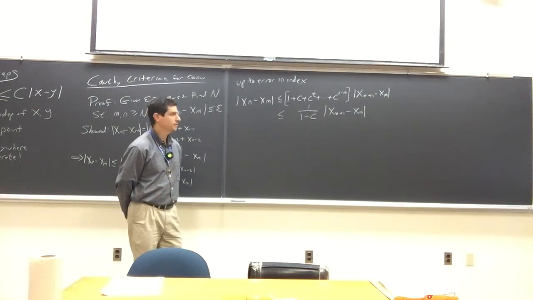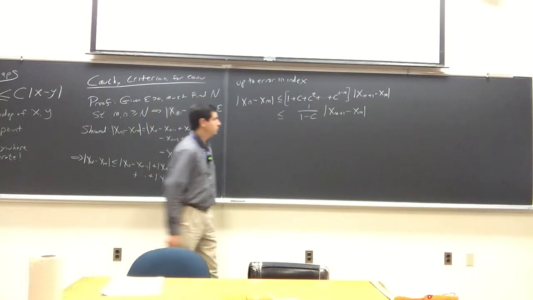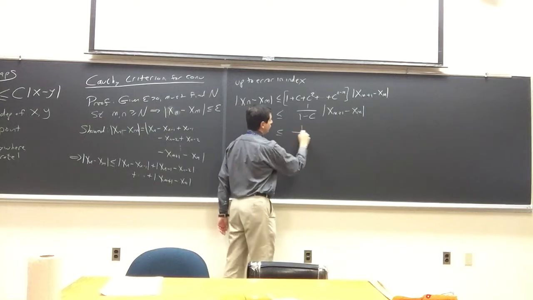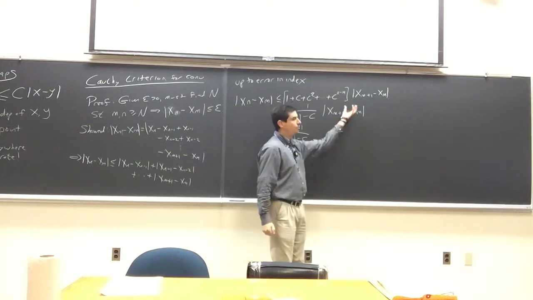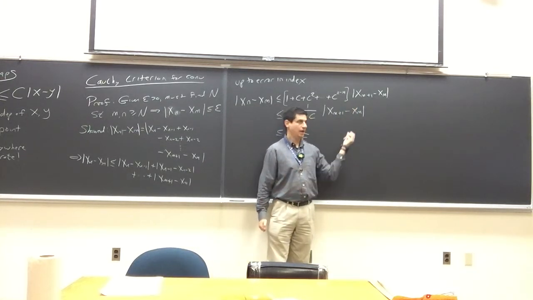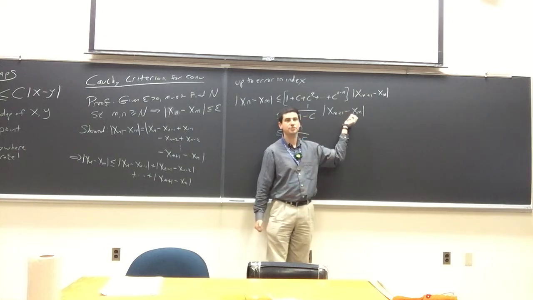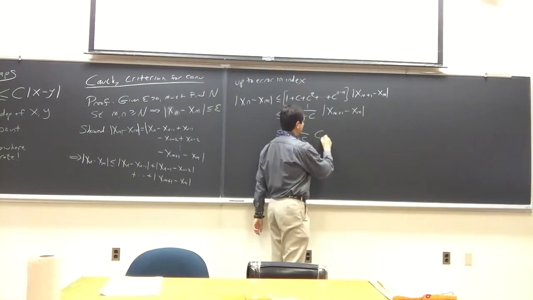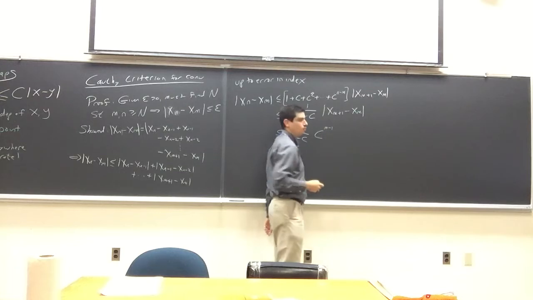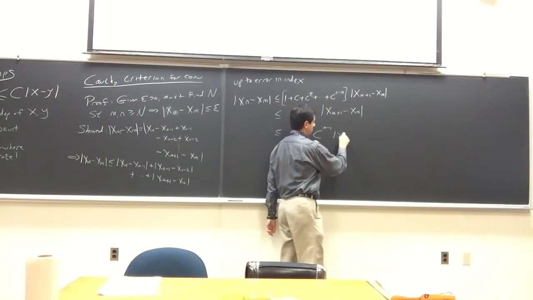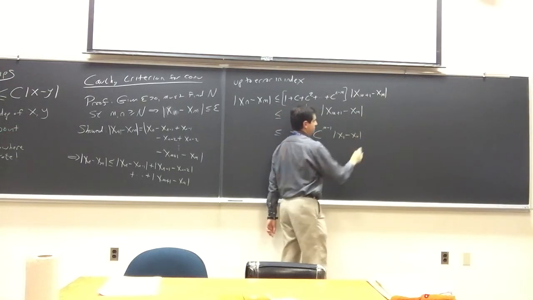Well, it probably doesn't even matter. We can pull all the way down. So it'll be less than or equal to 1 over 1 minus c. And now when we pull this all the way down, every time we pull it down, we increase it by a factor of c. So we get something like c to the m minus 1, maybe to be safe, times x1 minus x0.